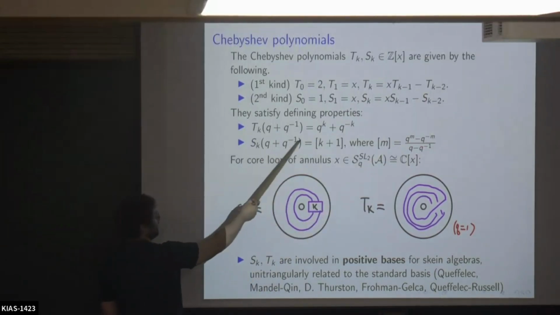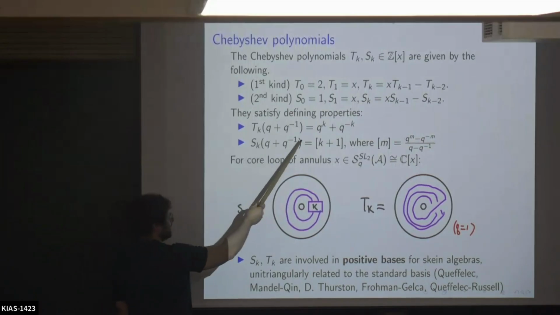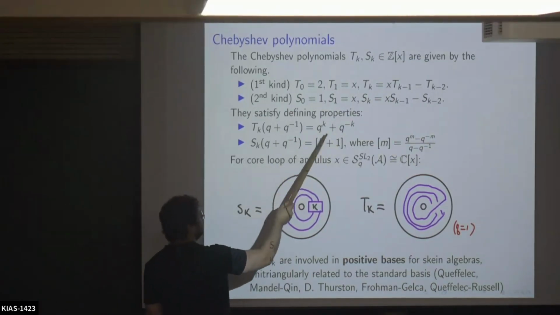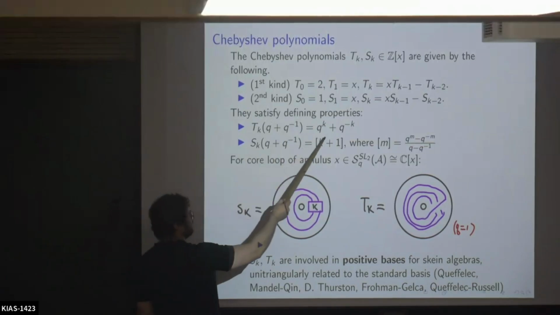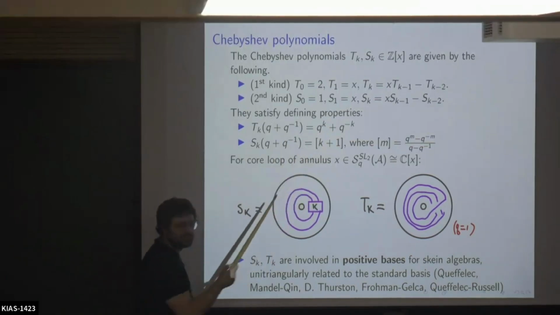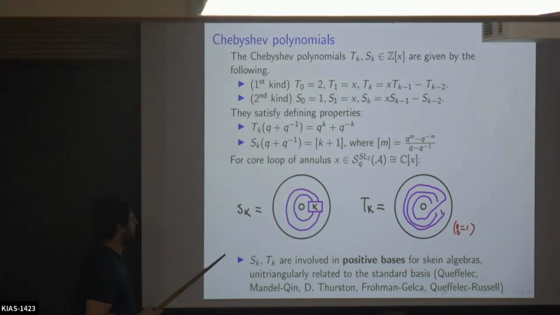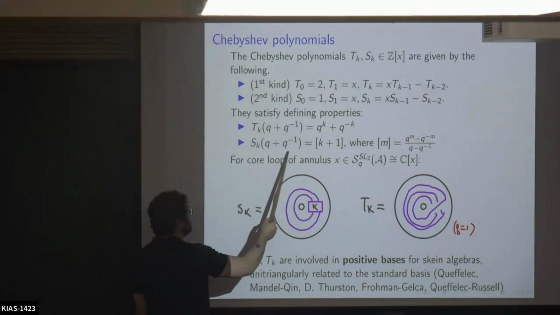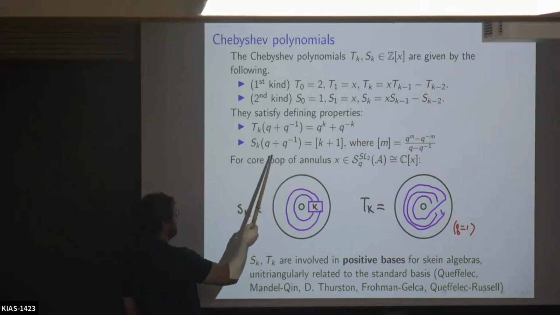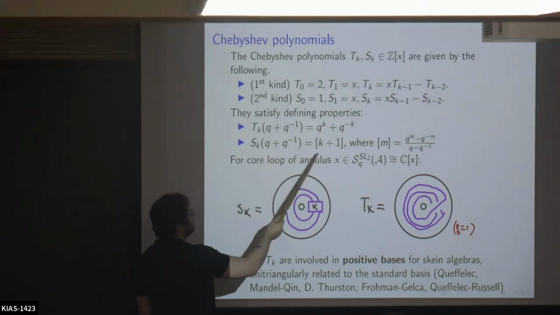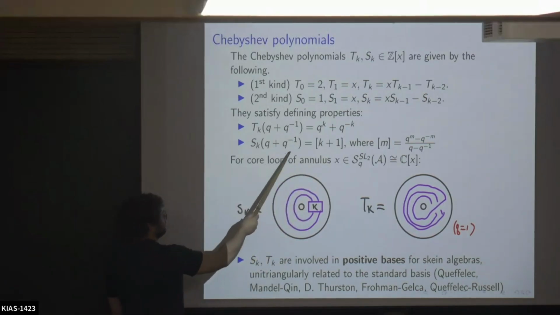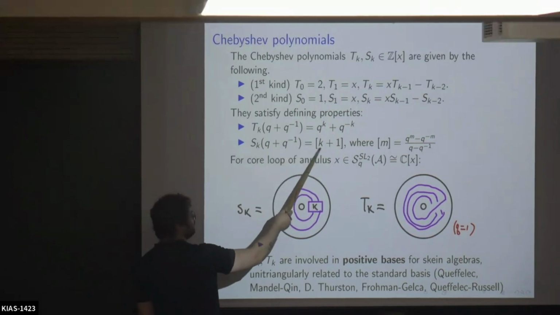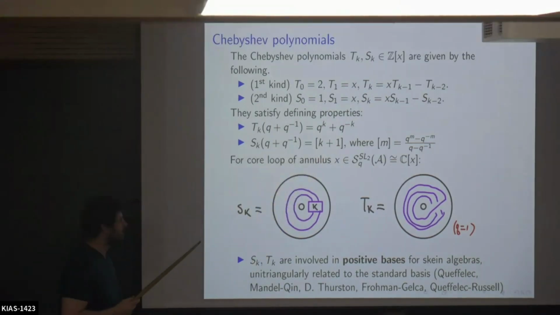The T polynomials satisfy the property that Tk of q plus q inverse is q to the k plus q to the minus k. That's the same property that Tk of the trace of an SL2 matrix is the trace of the kth power of the SL2 matrix, if you think of q as an eigenvalue of an SL2 matrix. And the S's satisfy a more complicated relation: if you plug quantum 2 into Sk, you get out quantum k plus 1. And these end up being the quantum dimensions of irreducible representations of U_q(SL2).